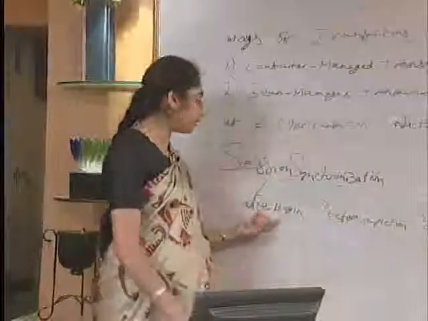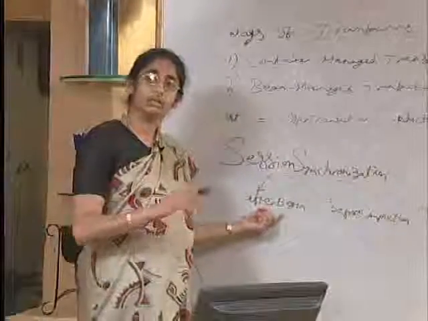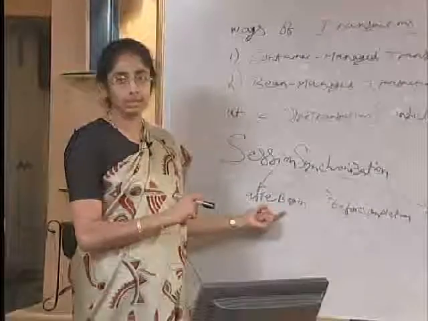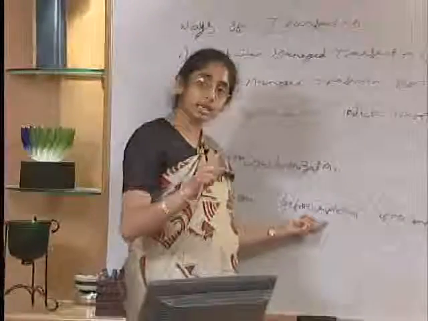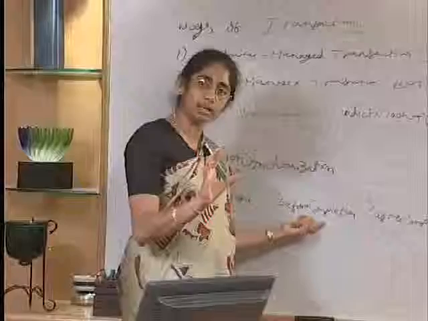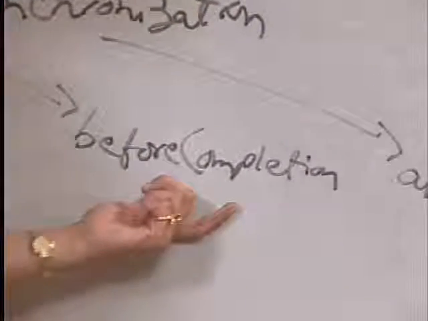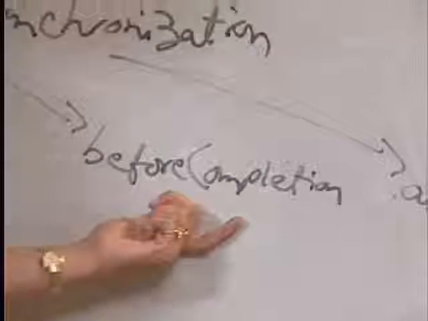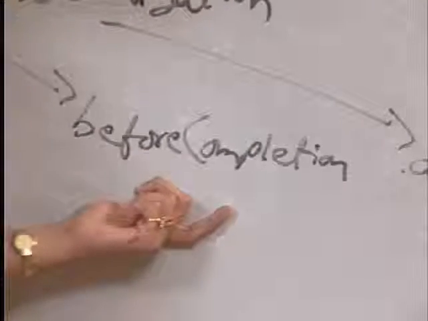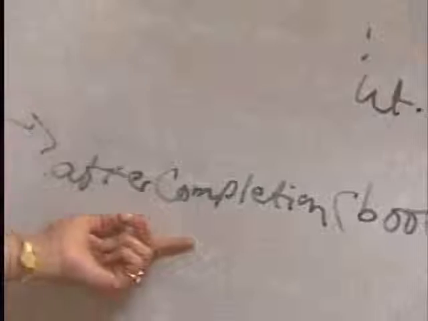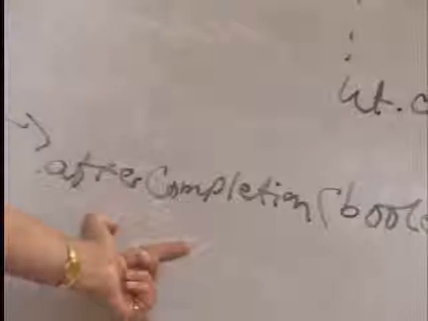Of course, after begin will get executed right after the transaction has started. Before completion will get executed just before the rollback occurs or the commit occurs. Just before the rollback or the commit, before completion gets executed. After completion gets executed right after the commit or the rollback.